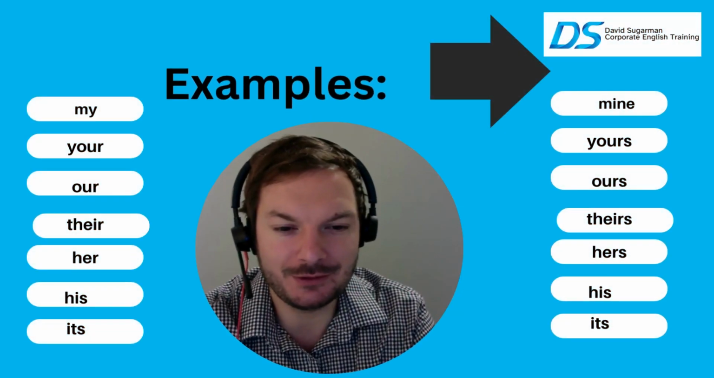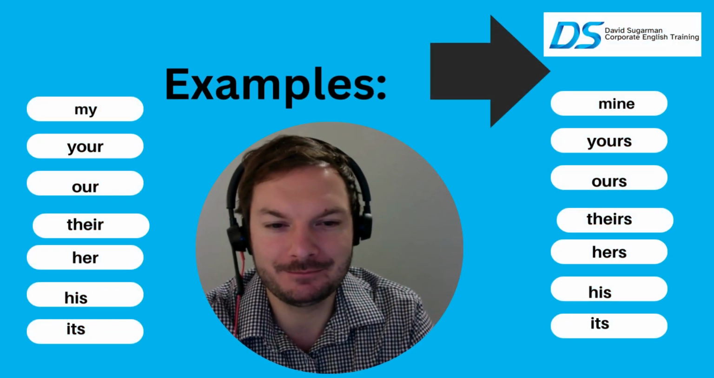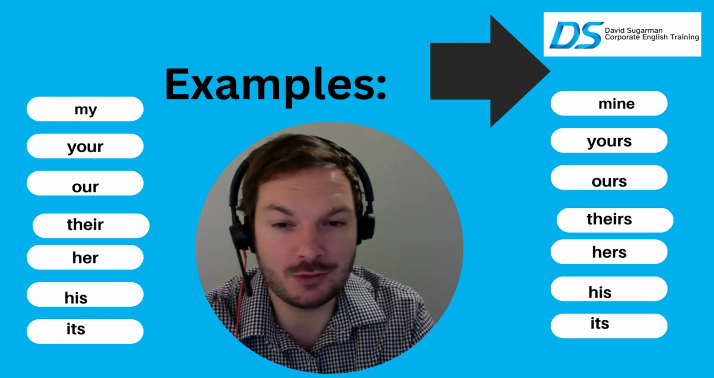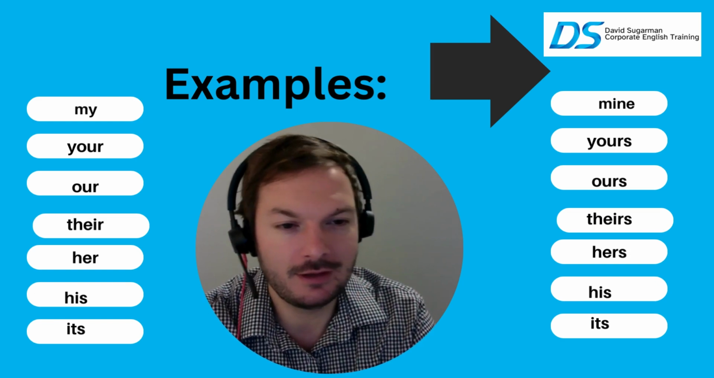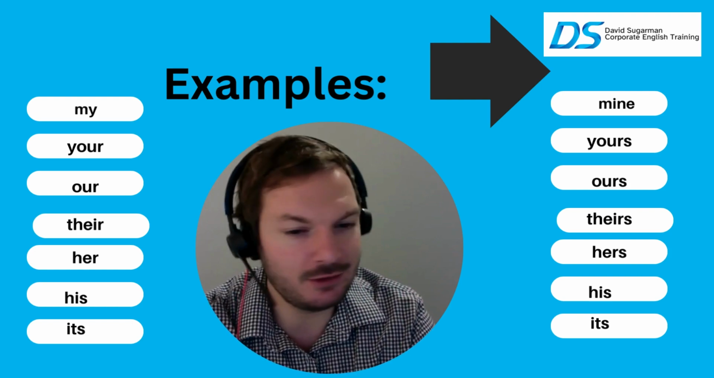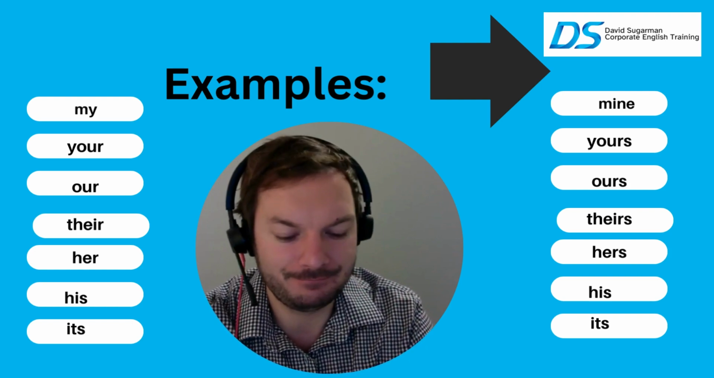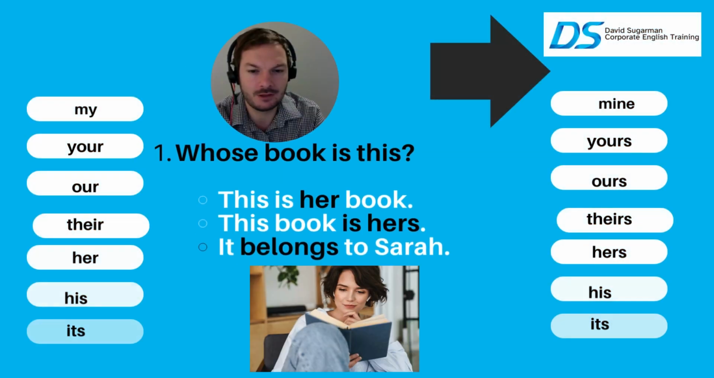More examples are on the way. Again, my goes in front of the noun. Mine doesn't go in front of the noun. Whose book is this? This is her book. This book is hers. Or it belongs to Sarah.